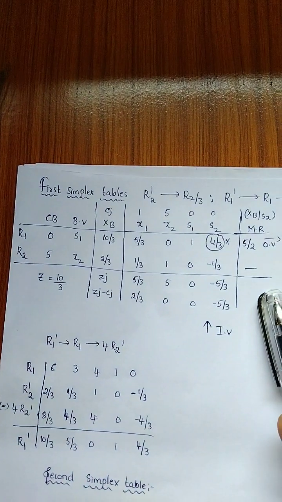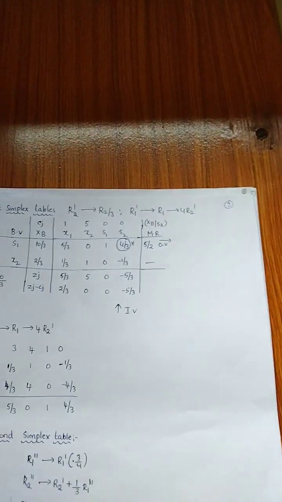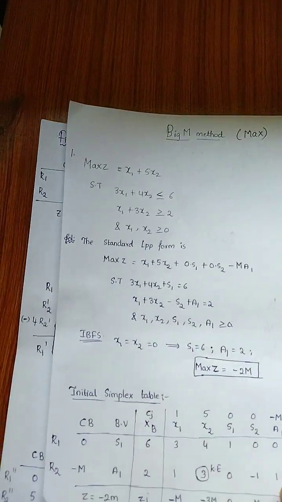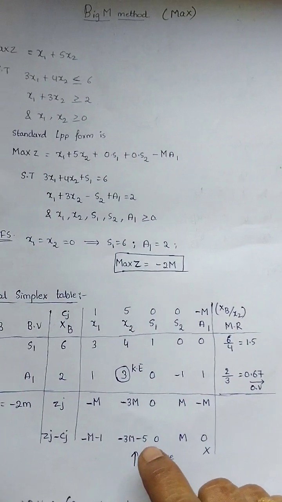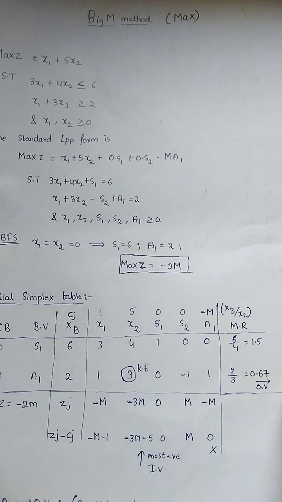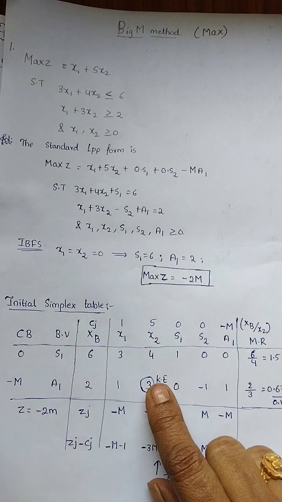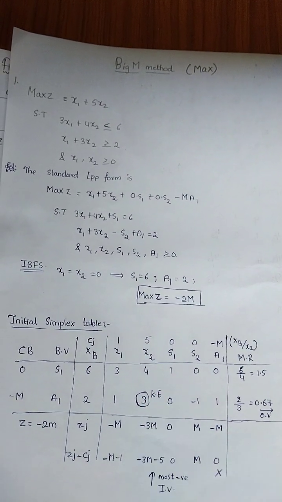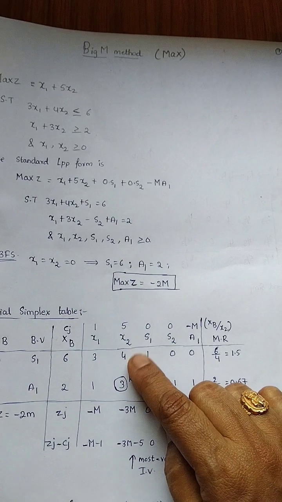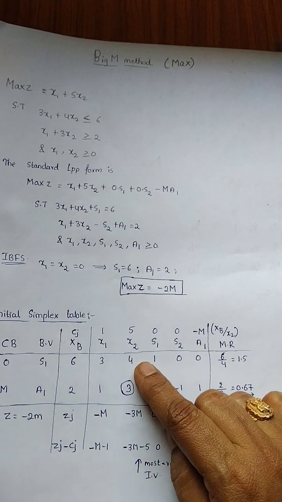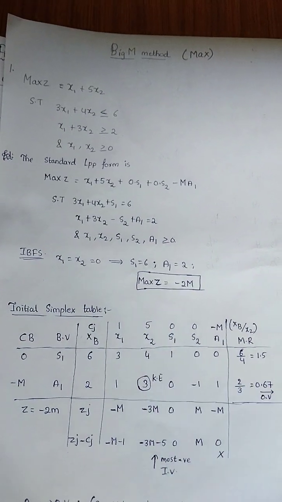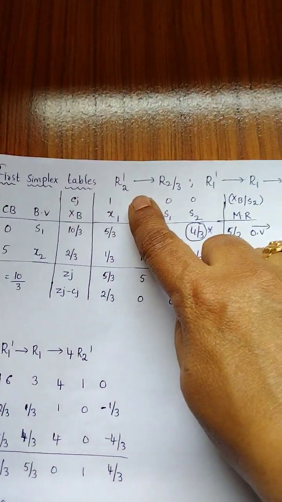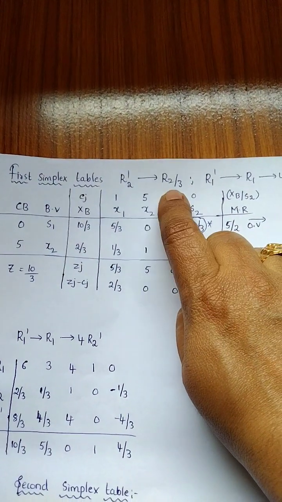So now we are going to do the row operations. How are we going to do the row operations? By taking the last table values. The intersection of the incoming variable and the outgoing variable is the key element. So this value 3, which you are going to make 1, is the key element. And whatever the values are in that key column, this is the key column now, you have to make them 0. For that, I am going to use the row operations. The first one is R2 dash is replaced by R2 by 3.